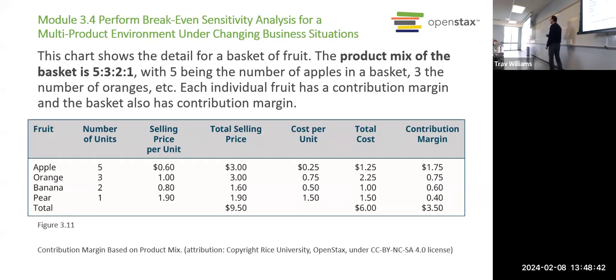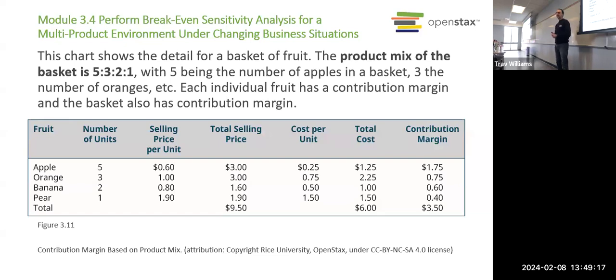Okay. So in this case, they are selling these products literally together as one package. But even if they weren't, even if they knew that they sell 5 times as many apples as they sell pears, and 3 times as many oranges as pears, and 2 times as many bananas as pears, even if they knew that's just what they typically sold, then they can use that ratio to come up with a fictitious basket, a composite unit, and use that to then calculate break even.